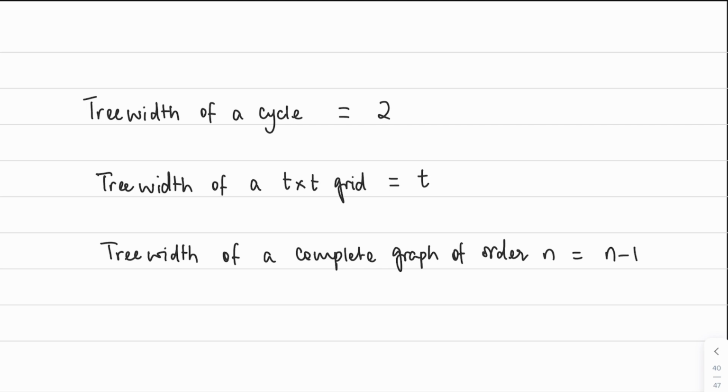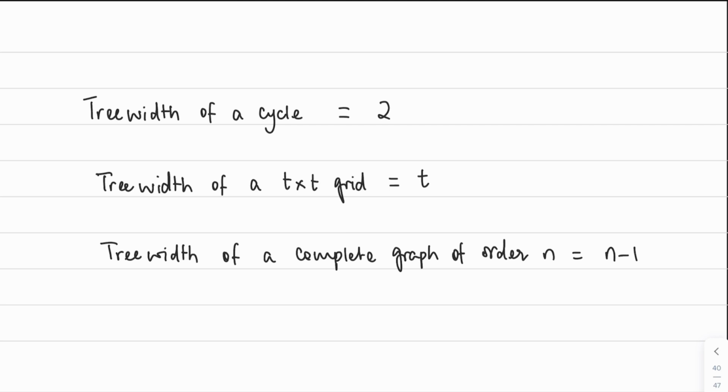So that's a nice exercise to think about as well. Now the tree width of a T by T grid turns out to be T, and the tree width of a complete graph turns out to be n minus 1 if the graph has n vertices in it. This goes back to the idea that we talked about for path decompositions as well, that if you have a vertex set that's fully connected, that is all the edges are present, then you cannot completely separate them. There must be a bag that contains all of these vertices.